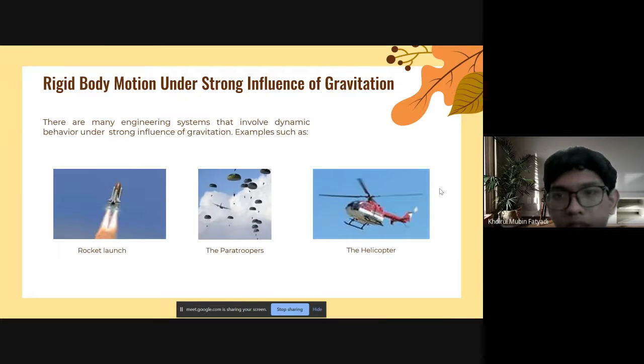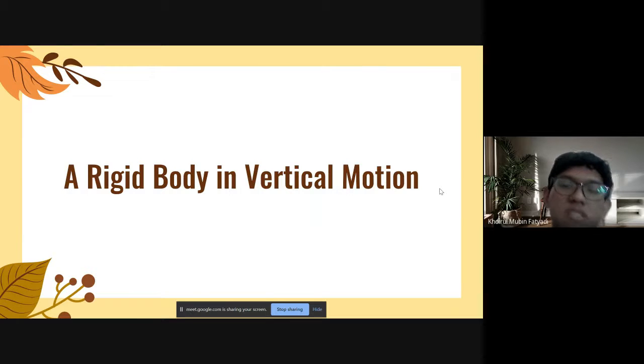This is body motion under strong influence of gravitation. There are many engineering systems that involve dynamic behavior under strong influence of gravitation. The examples are rocket launch. You know that when rockets launch, they use rigid body motions, and then paratroopers and helicopters. Next, rigid body in vertical motions.